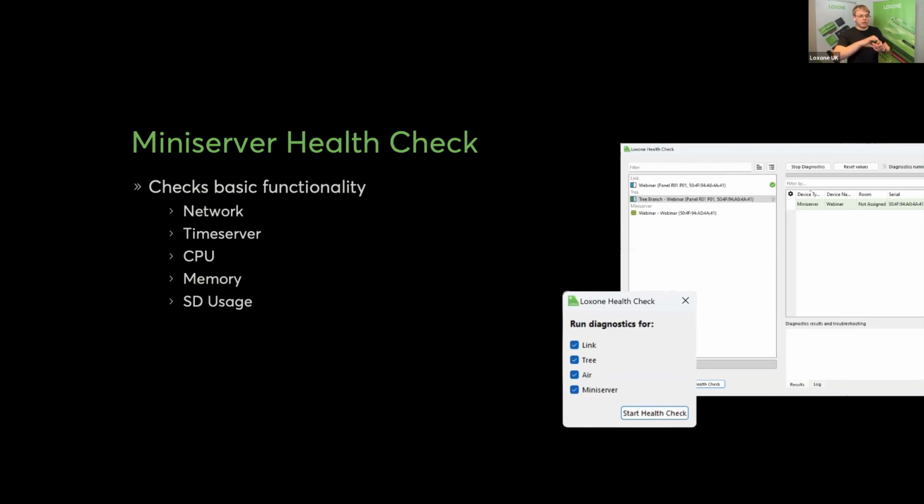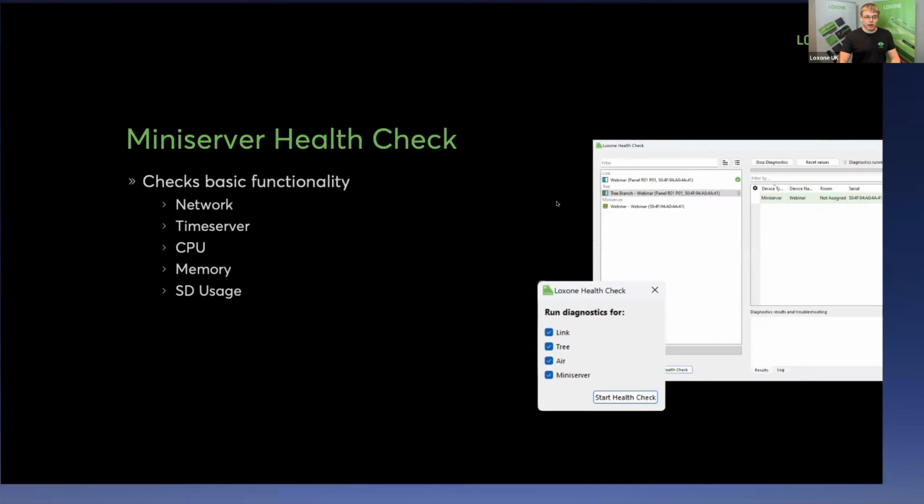So it's checking the network functionality, whether it's set up properly, i.e. if you haven't put the IP address or the host name in the appropriate field, it will tell you. It will check that you're on the correct time server, comparing to your computer. So if you haven't changed the time zone of your Miniserver yet, it will flag that up with you. It will then check the CPU usage, the memory usage, and the SD card usage as well. So the health check functionality, if you haven't used it yet, I would definitely recommend it.